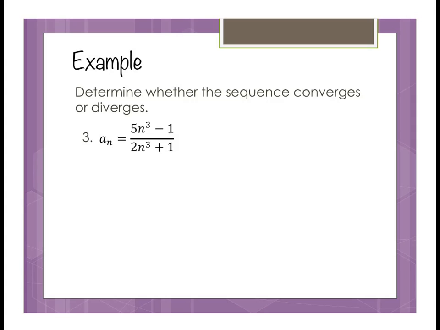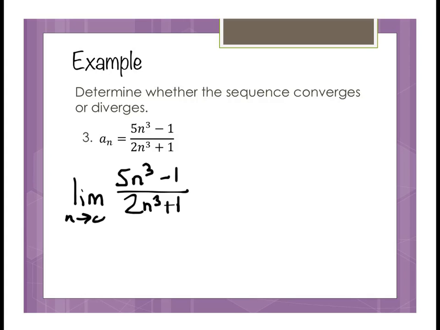So we're going to see this particular function. We've got 5n cubed minus 1 over 2n cubed plus 1. The process by which we're going to do this is going to look just like the limiting process you've done before. So what we're actually going to do is take the limit of this sequence as n goes to infinity, and we're going to find out, does this sequence have a limit? That's what it means for it to converge. The sequence has a limit.